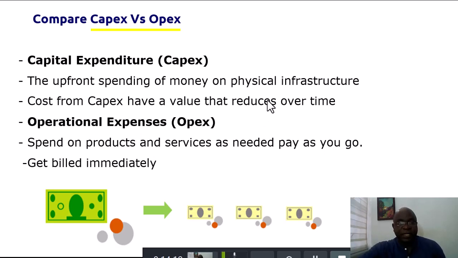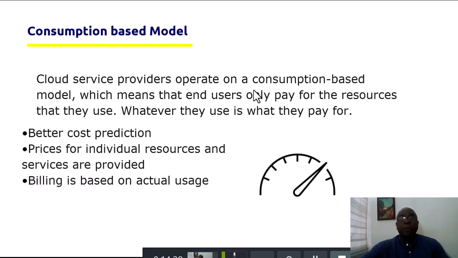So let's move ahead. The cloud operates a consumption-based model. What does this mean? I'm sure you've probably recharged your phone. You need to buy a card for the phone. Assuming that you buy a card worth 1,000 naira, you finish making your call, you get billed immediately.